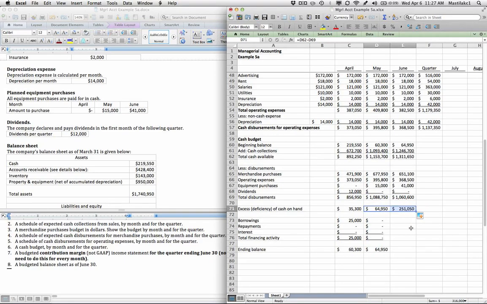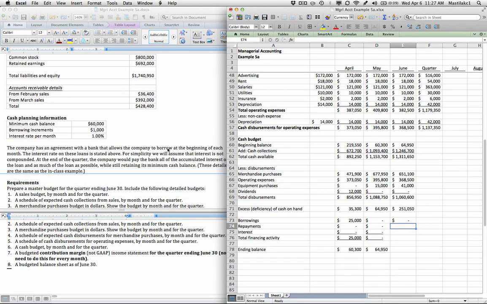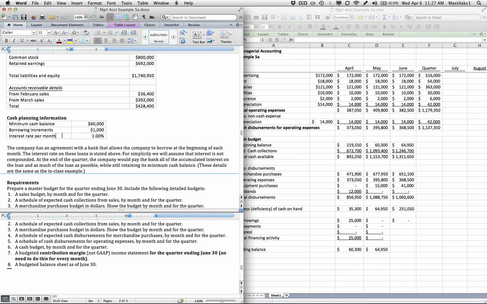leaving us an excess of cash on hand of $251,050, which is certainly above our minimum balance of $60,000. So we won't have to borrow anything in June. Given our terms, we would repay any of the loans and the interest on the loan at the end of June. We have, again, a relatively unrealistic but simple interest rate issue here. So we've got interest of 1% per month.